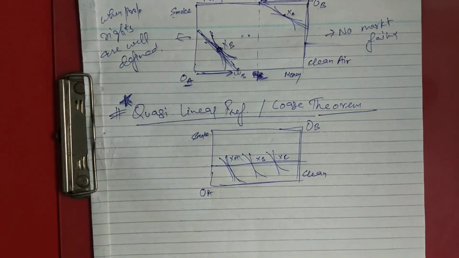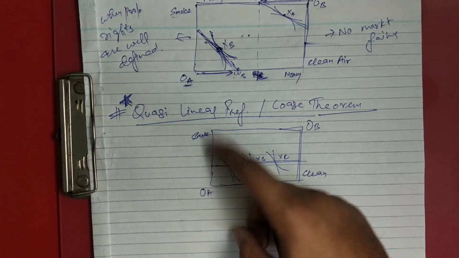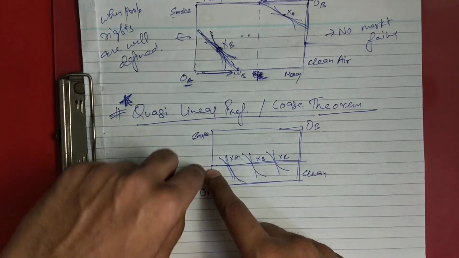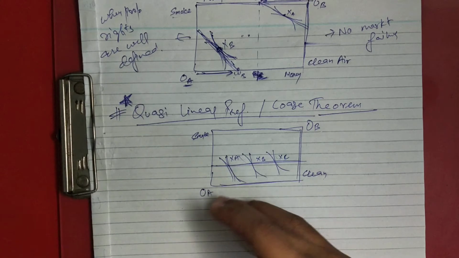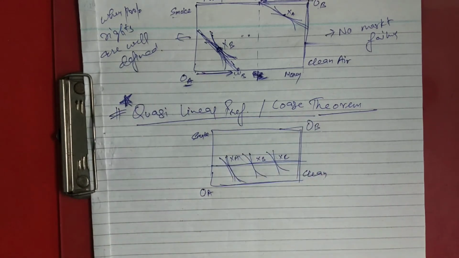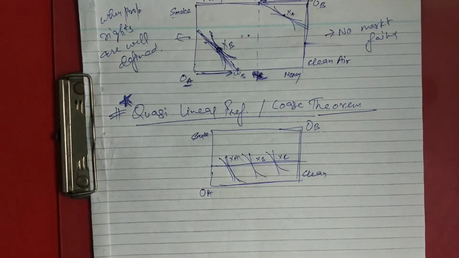Also, here the income effect is zero, meaning that no matter how much income increases, you cannot increase your smoke level. That also means that your income effect is zero. So this was the case of consumption externality.